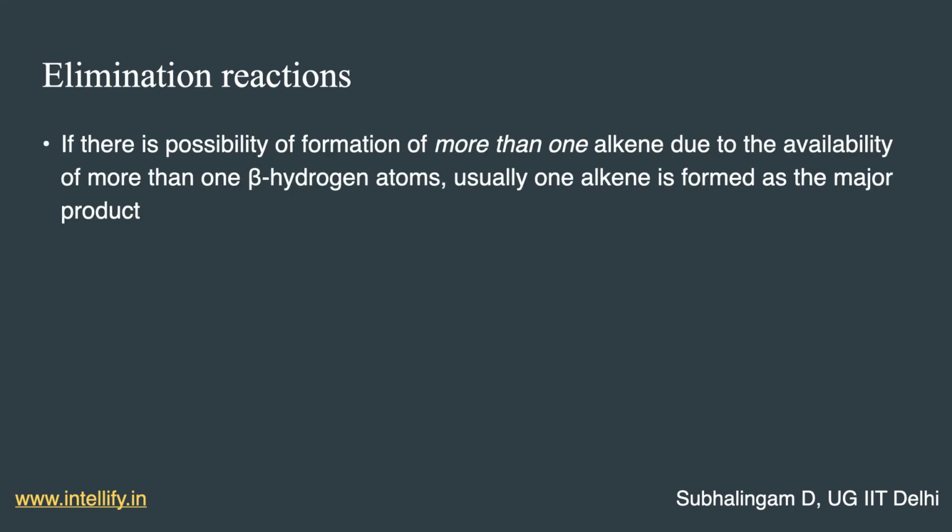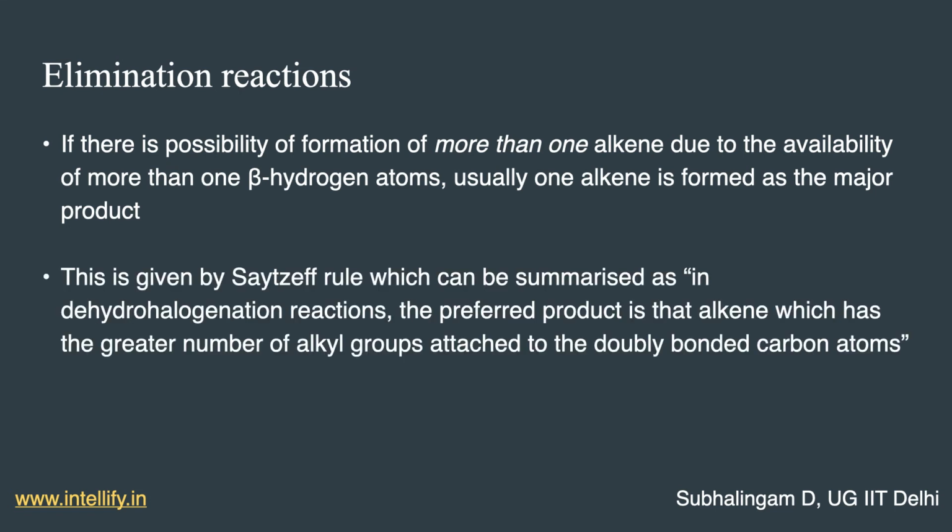If there is possibility of formation of more than one alkene due to availability of more than one beta hydrogen atom, usually one alkene is formed as a major product. And this is given by something called the Saytzeff rule, which states that in dehydrohalogenation reactions, by the way, dehydrohalogenation because a hydrogen is removed and a halogen is removed, hence the name, the preferred product is that alkene which has the greater number of alkyl groups attached to the doubly bonded carbon atoms.